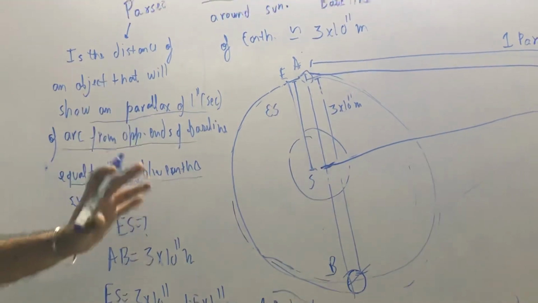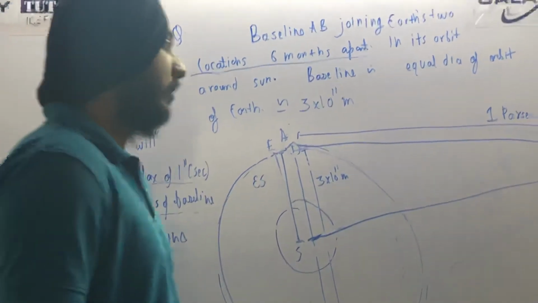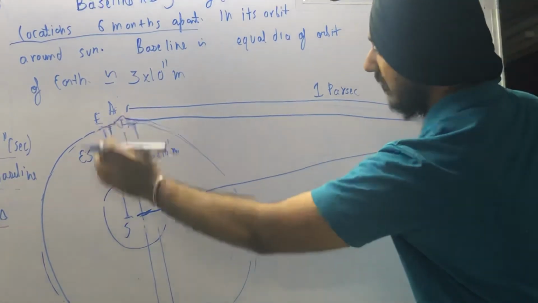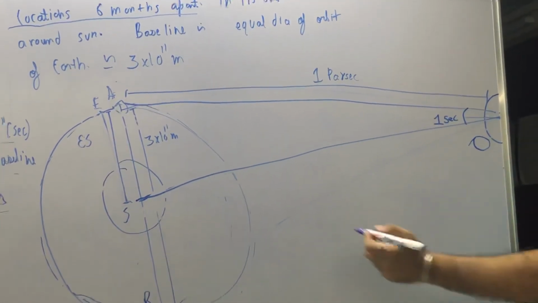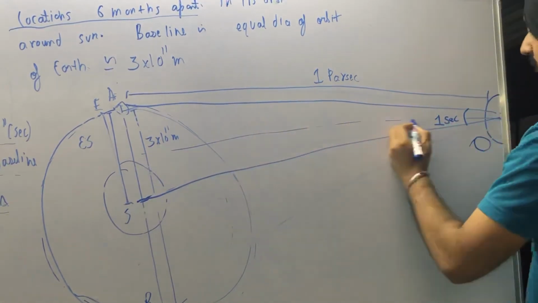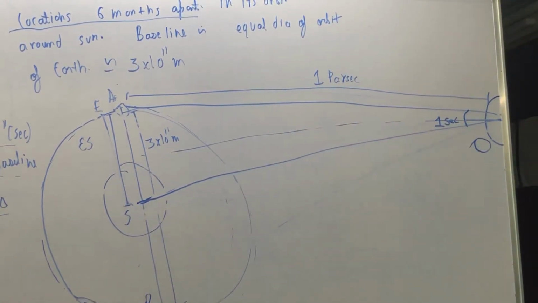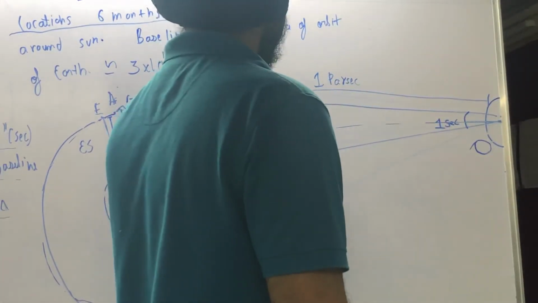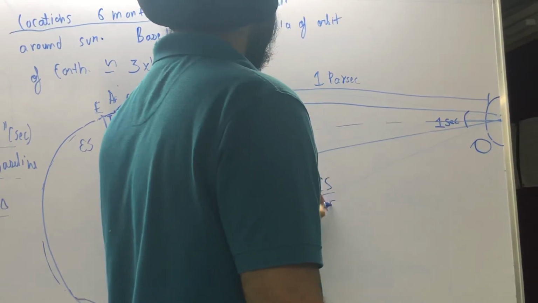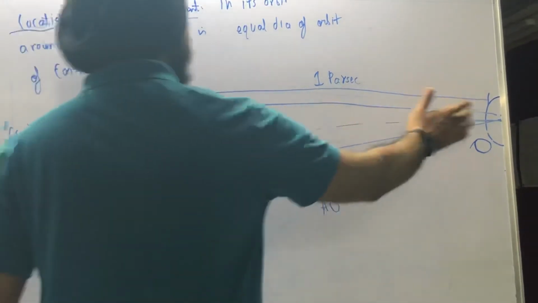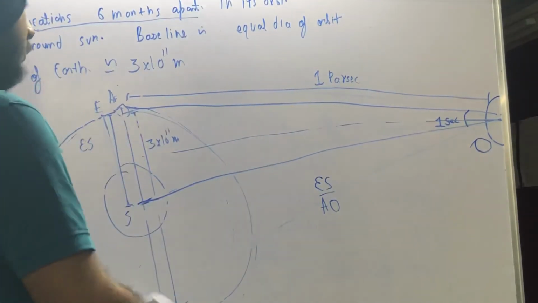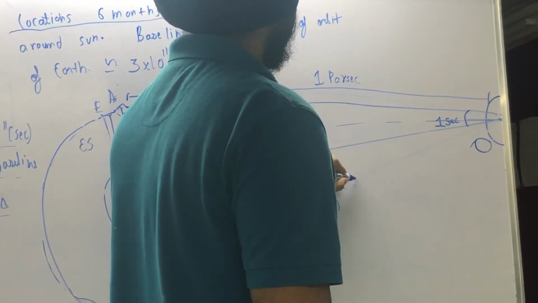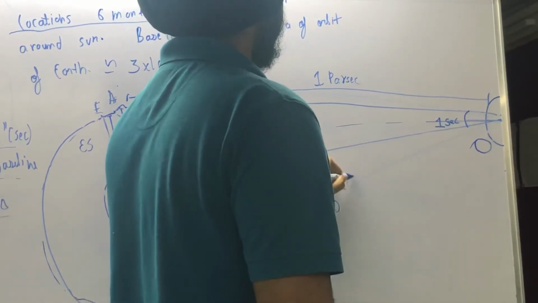So we have to find the value of this parsec. Now look carefully. I will name this point as O. So this is a triangle OES. Now in triangle OES, ES upon AO, length of arc upon distance between the planet and the object, AO, is equal to theta, or you can write 1 second.